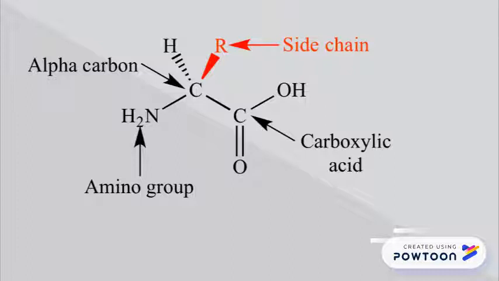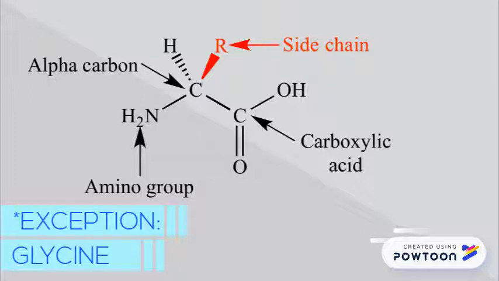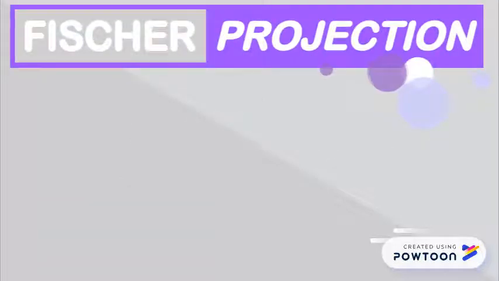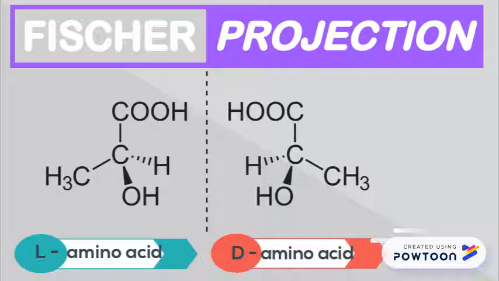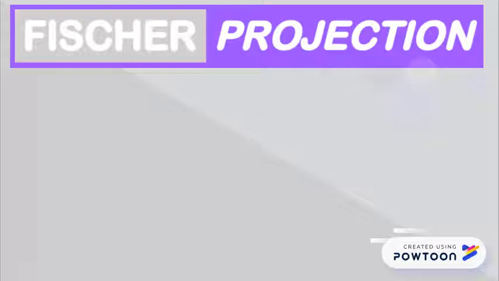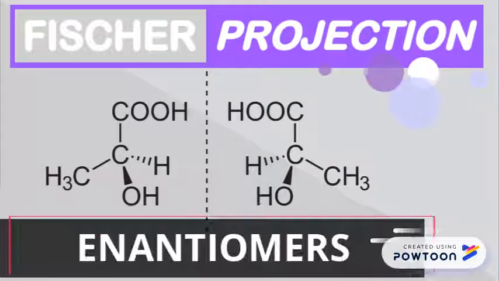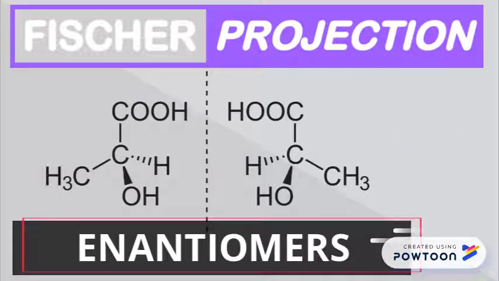or R group. Other than that, they are the same, except for glycine, which has a hydrogen atom instead of a chiral carbon. With the Fischer projection, it is easier to notice the four unique bonds that the carbon atom has, as well as the difference between the L amino acid and the D amino acid configurations. These are called enantiomers, which are mirror image molecules that are not superimposable, and only the L amino acid is found in the human body.